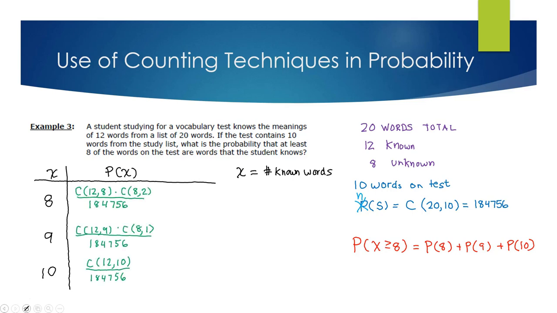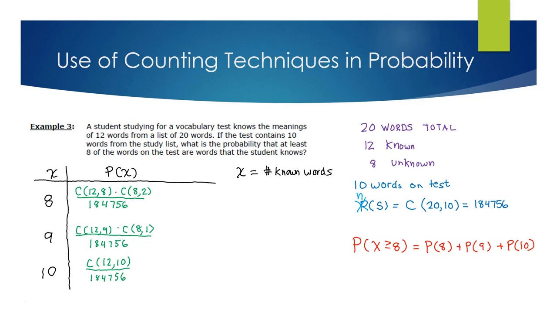I calculate these probabilities. For me to get 8 words on the test that the student already knows, I'm going to do the combination of n being 12 and r being 8, to represent choosing 8 words from the list of those that he knows, times the combination of n being 8 and r being 2, to represent the number of possible outcomes where I'm choosing 2 out of the 8 that he does not know.